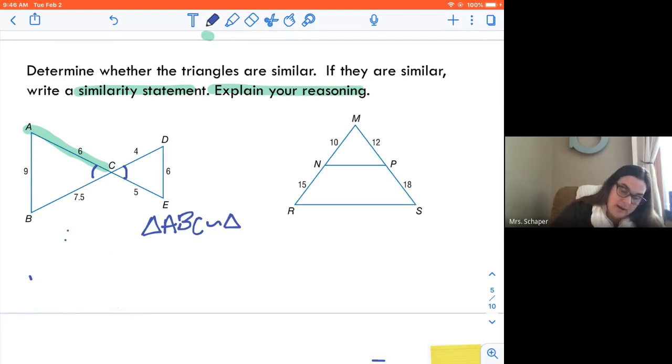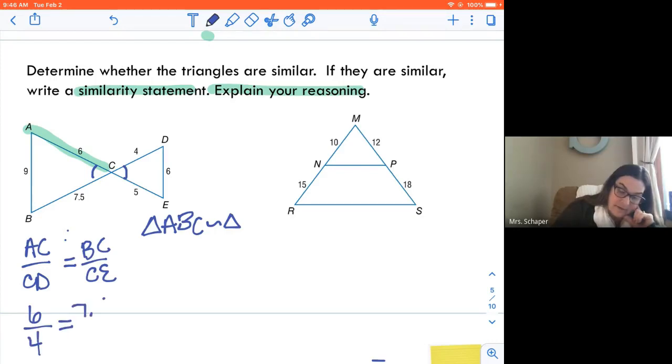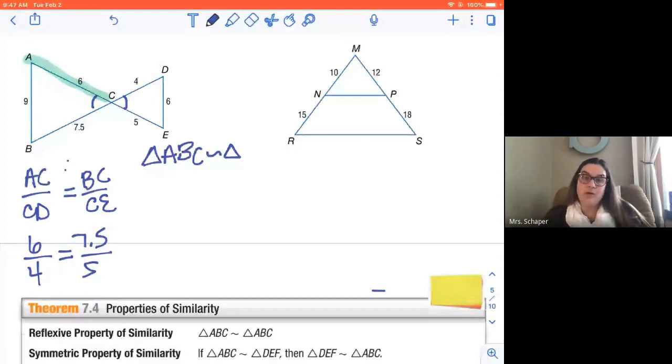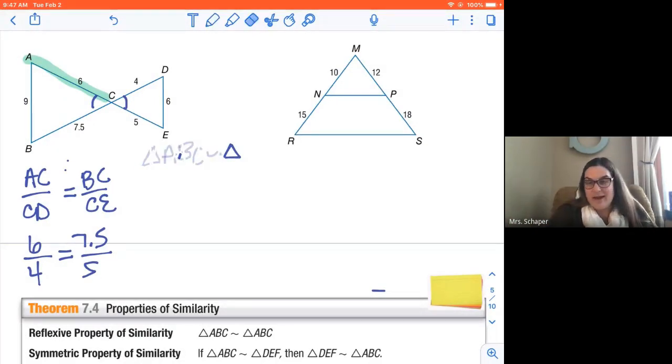Let's try AC to CD and BC to CE. So AC is 6, CD is 4, BC is 7.5, and CE is 5. So what I need to do is make sure I'm pulling one from one triangle, one from the other. What I did initially is I pulled them both from the same triangle, and that doesn't work. Okay, so 30. Okay, so this works.